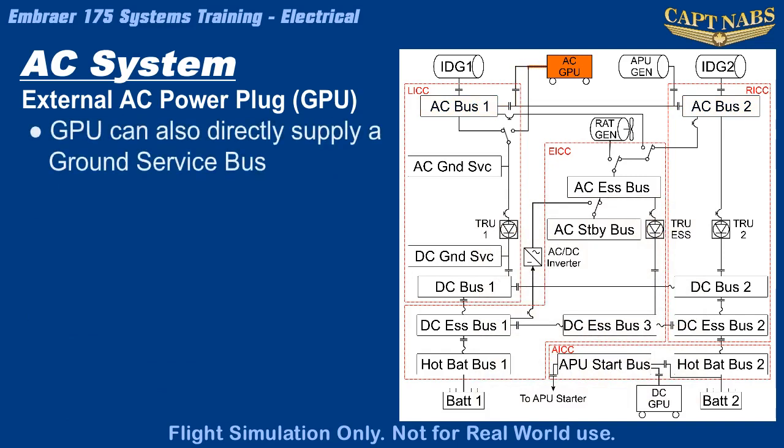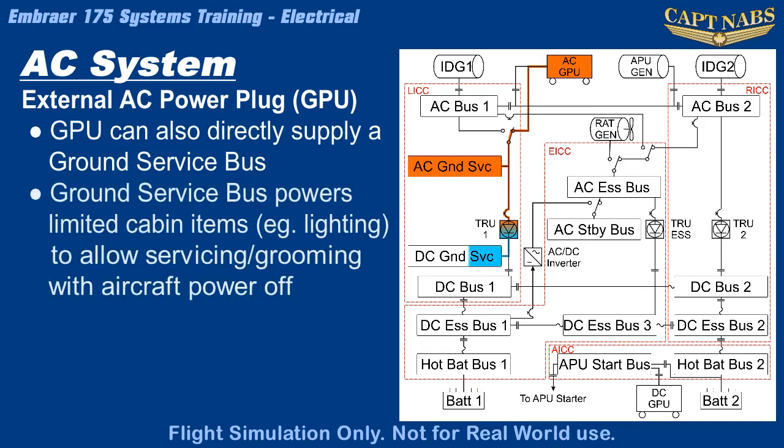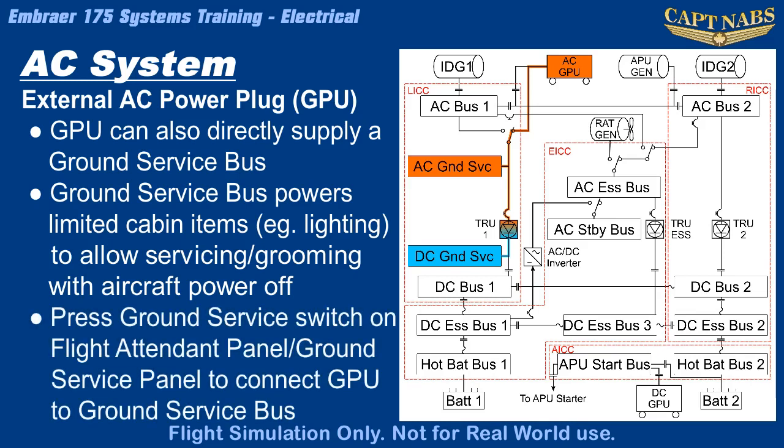The ground power can also supply a ground service bus, which only powers cabin lighting and electrical outlets in the cabin. This bus is intended for use by maintenance or groomers to allow aircraft servicing when the aircraft is otherwise powered off. The GPU, if connected, can be connected to the ground service bus via a switch on the forward flight attendant panel or the panel next to the GPU plug on the aircraft nose.